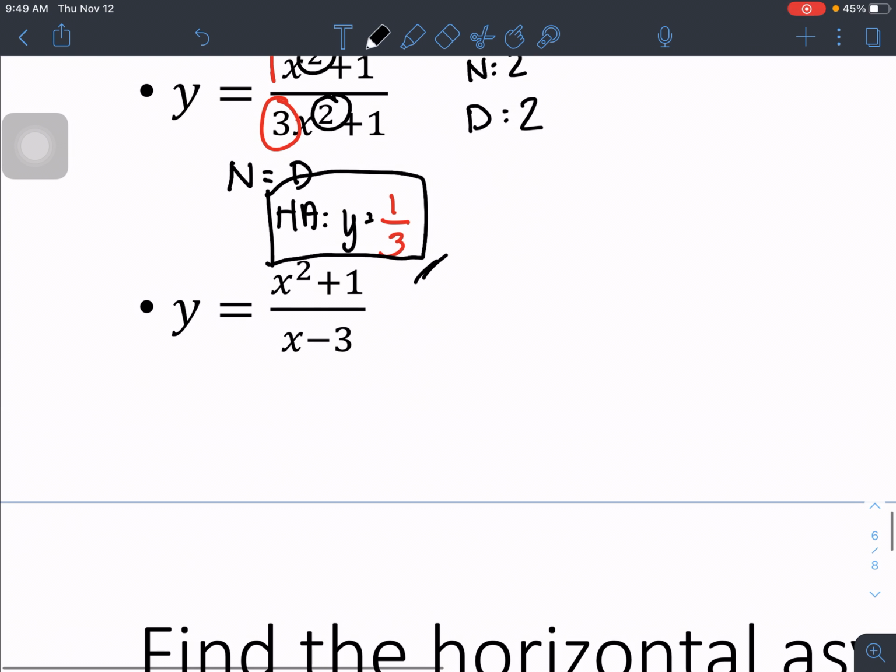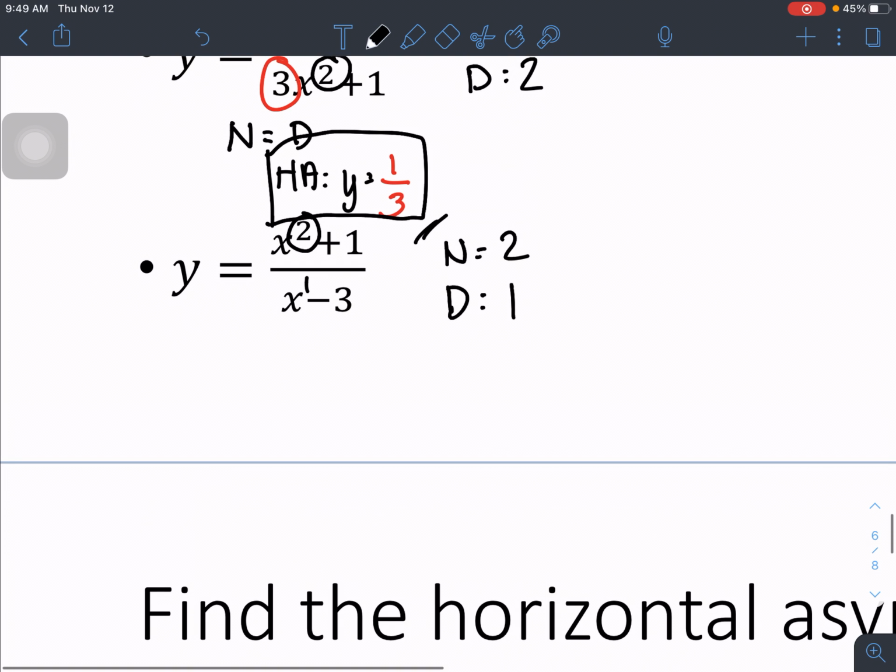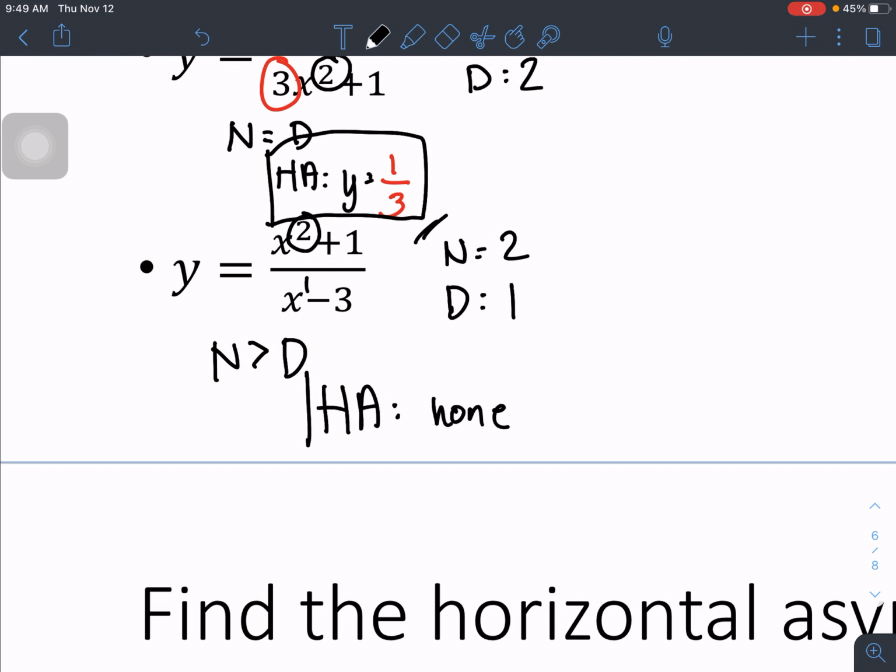Okay. Next, the degree of the numerator in this third example is 2, and the denominator is 1. So it turns out that the numerator is greater than the denominator. So there will be no horizontal asymptote.